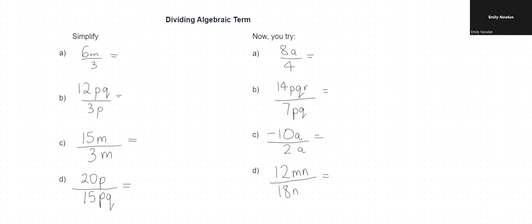Okay, now we're going to do dividing algebraic terms. So when you're dividing algebraic terms, you divide the numbers as normal, and then we'll have a look at the polynomials. So let's have a look at this first one here.